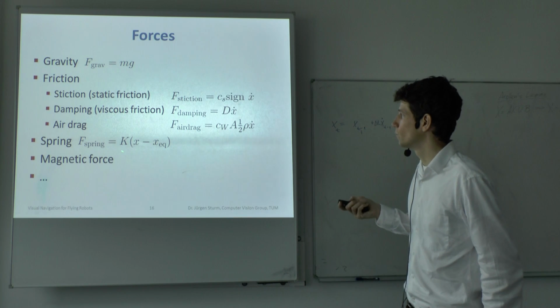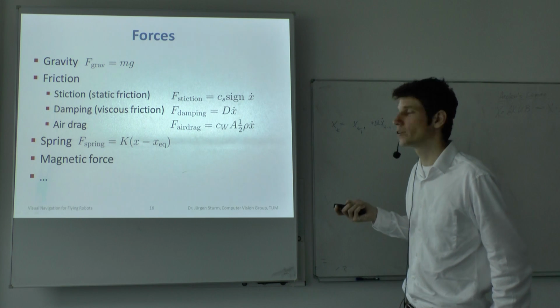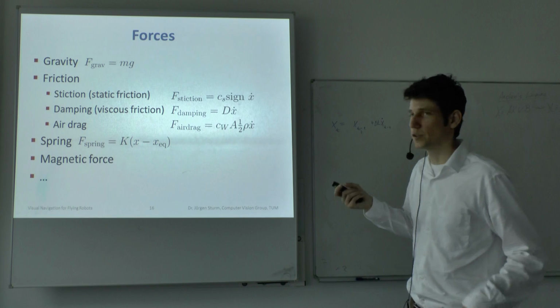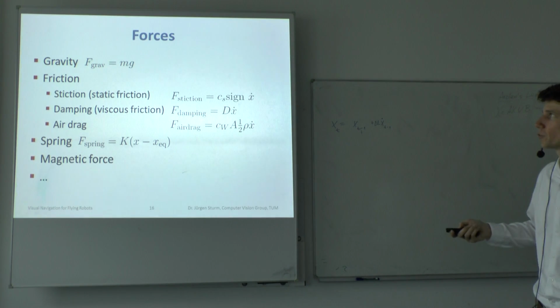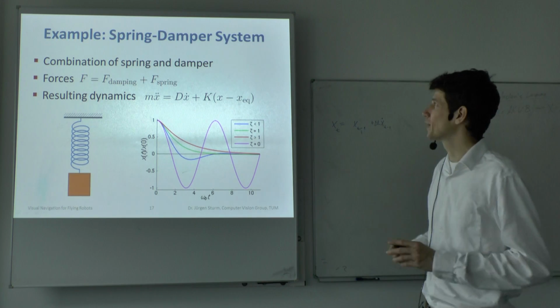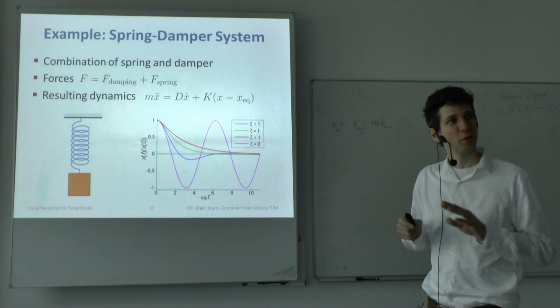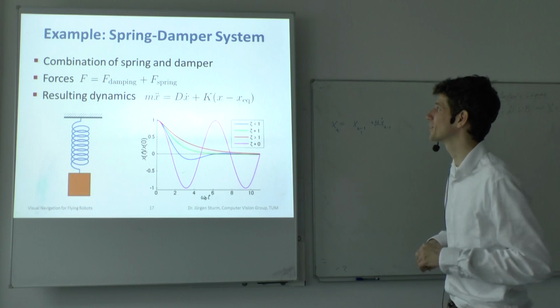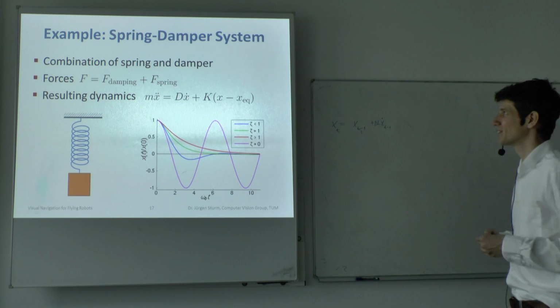The spring force is defined by a spring constant and the distance of the spring from its equilibrium point. And as we've seen, magnetic forces and so on. Let's briefly look at one simple example, the so-called spring damper system. That is, in principle, what you have in a car when you're driving over bumps in the road. It's a combination of a spring and a damper.